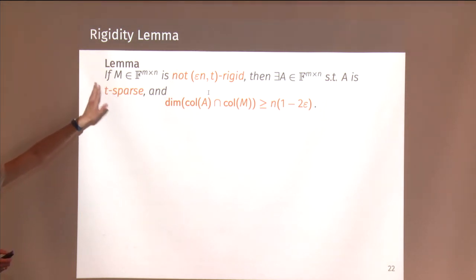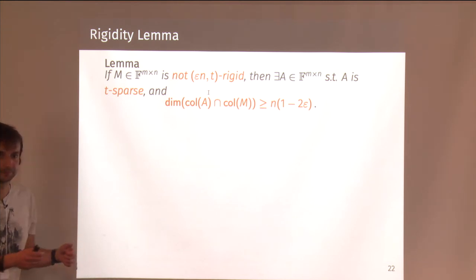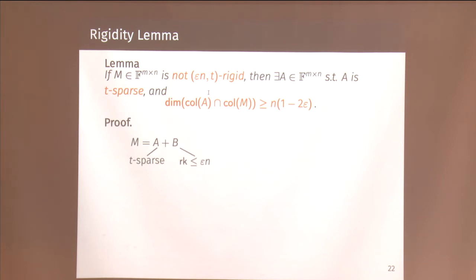Say M is a full rank matrix. It's essentially without loss of generality. If you give me a matrix which is not rigid, then I'll find a sparse matrix of the same size, which is essentially as good as your matrix. My column space will be very close to your column space. You give me possibly a very, very dense matrix, which is not rigid. I'm drawing a matrix of the same size, but my matrix is sparse, and its column space is almost the same as the column space of your original, possibly very dense matrix. Okay? So let's prove this lemma. Assume M is not rigid, so it can be written as a sparse plus low rank.